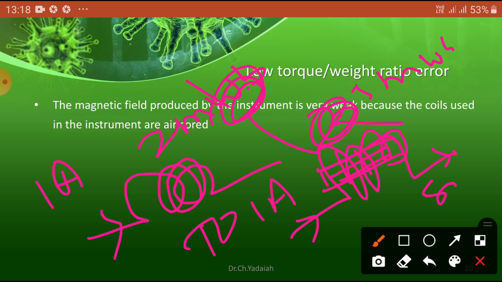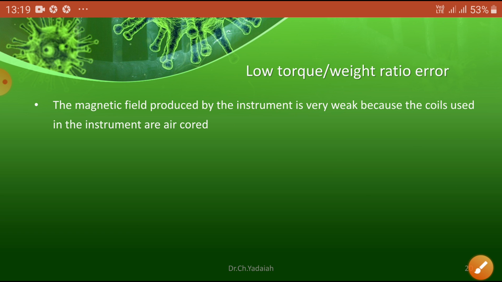So to produce a strong magnetic field, we require more current. The magnetic field produced by the instrument is very weak because the coils used in the instruments are air cored. That is one reason for the low torque by weight ratio.